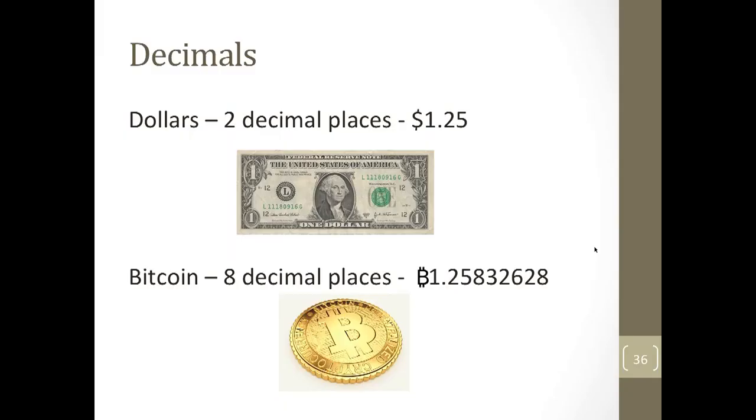Let's look at decimal places. How many decimal places does Bitcoin actually go to? Well, it actually goes to 8 decimal places, whereas our regular dollar system goes to 2 decimal places. So instead of it being $1.25, you could have 1 Bitcoin, 0.25832628. And it can go down to that many decimal places.